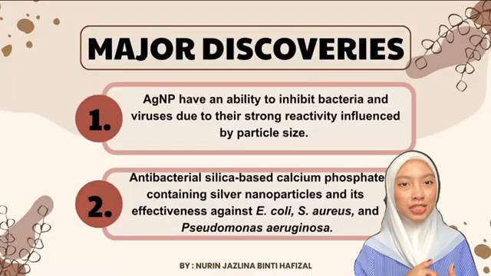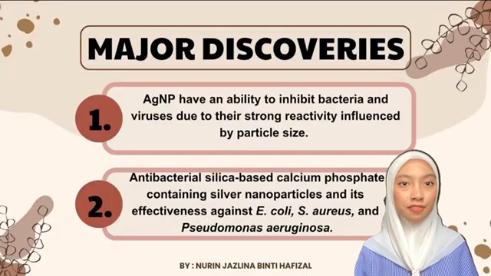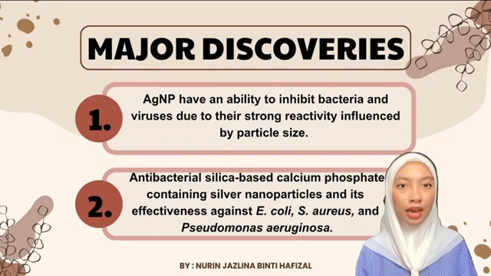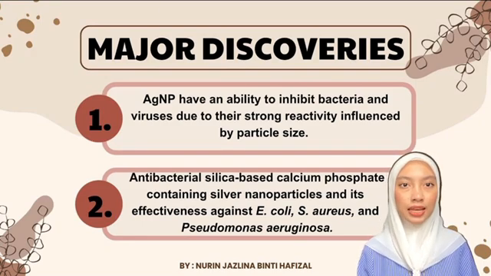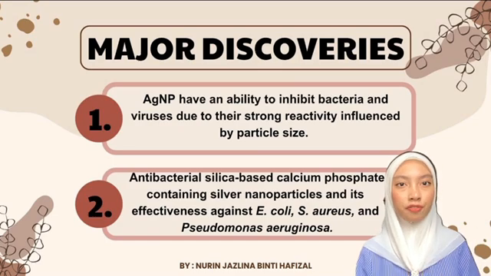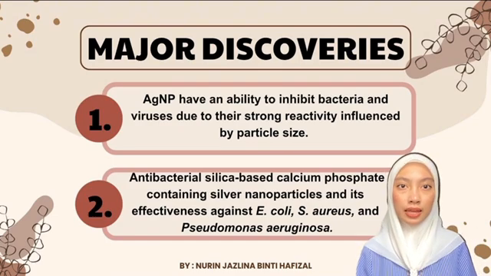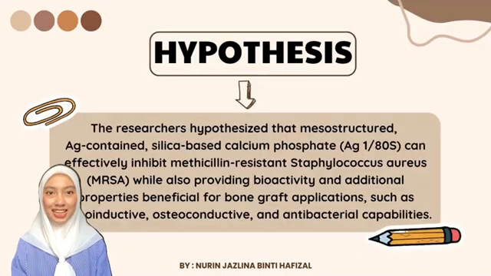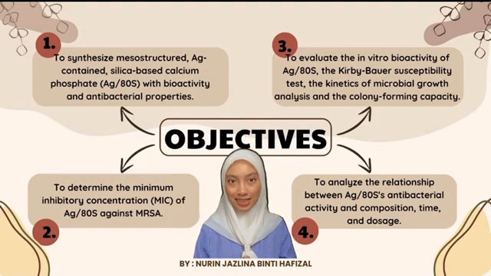There are two major discoveries based on this article. Firstly, silver nanoparticles effectively inhibit bacteria and viruses due to their strong reactivity influenced by particle size, like silica-based calcium phosphate with 3% silver, which was synthesized, exhibiting an antibacterial effect against E. coli, MRSA and Pseudomonas aeruginosa. Next, the researchers hypothesized that mesostructured silica-based calcium phosphate can effectively inhibit MRSA while providing bioactivity that enhances bone graft properties. There are four objectives discussed in this article.